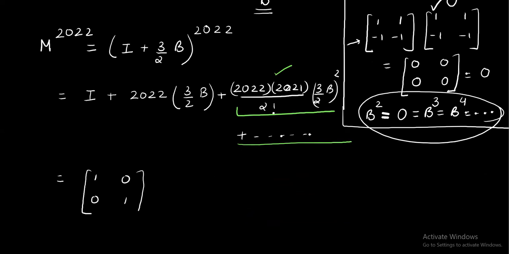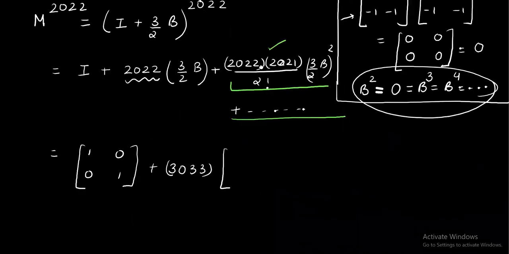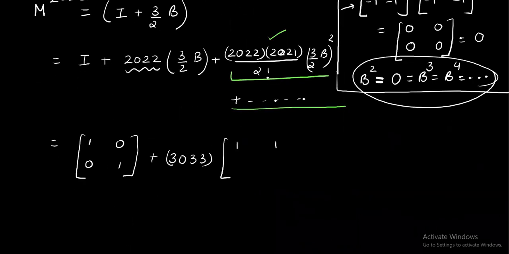So I started with matrix I. 2022 into 3 by 2 means 3033, multiplied by matrix B. What is matrix B? We just now calculated matrix B as first row 1, 1, second row minus 1, minus 1. 3033 multiplied inside the matrix. This will give me 1001.